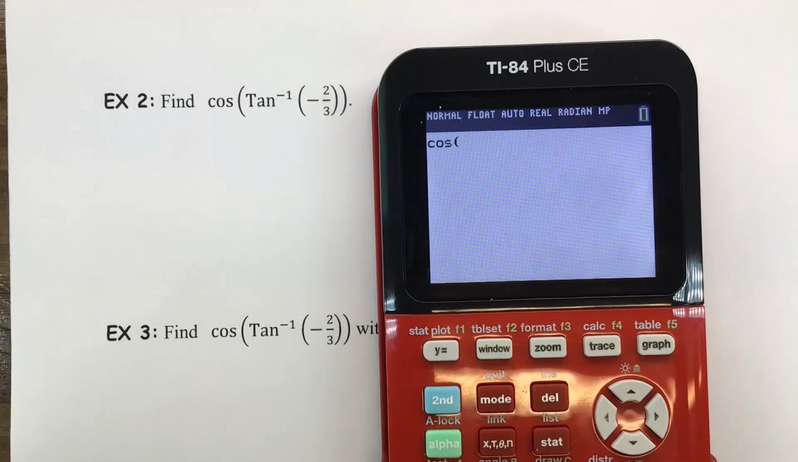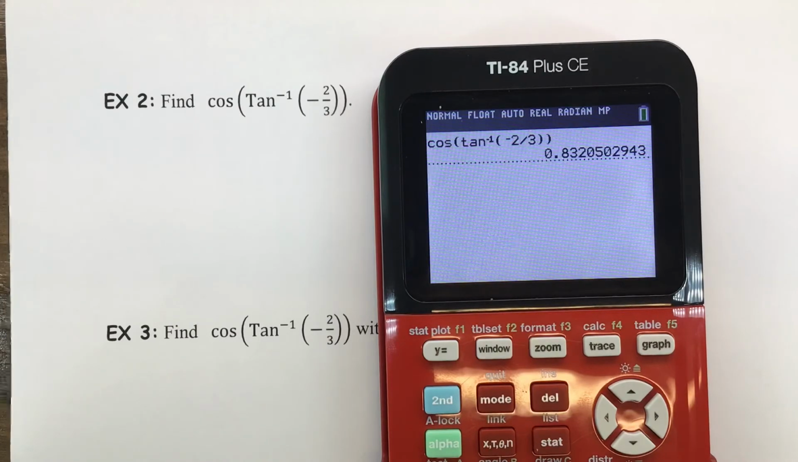So I'm going to type in cosine. It's going to open up the parentheses. Type in the arctangent. We got the parentheses open up. We're going to be using -2 over 3. So I'll type that in, make sure I close twice, press enter, and that's it.